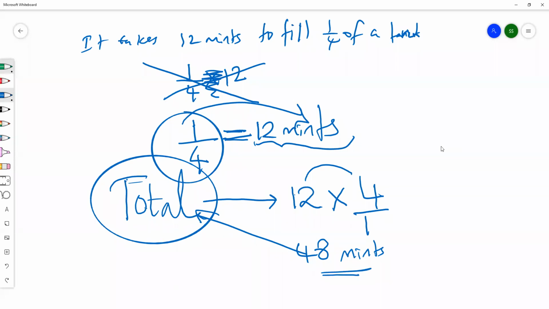Okay, another example related to this. Go through it. Read it yourself and imagine your answers.